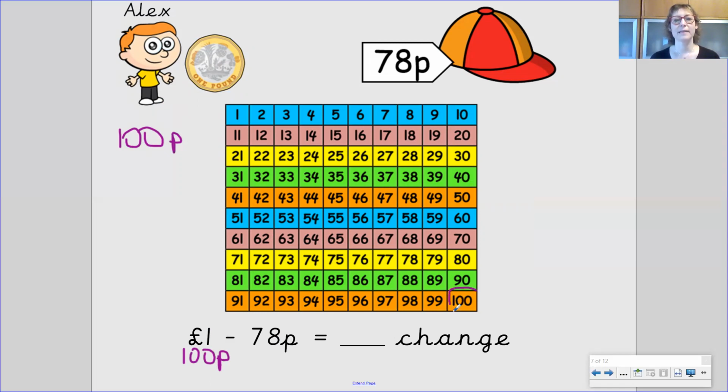So Alex has 100 pence and the cap is 78 pence. So let's count back. We're going to count back 10 and another 10. And I'm just going to mark that 10 and another 10. And then we're going to go 1, 2. So I've counted 10. Oops, this doesn't look like a 10, sorry. 10, 20, 1, 2. So 22p change.